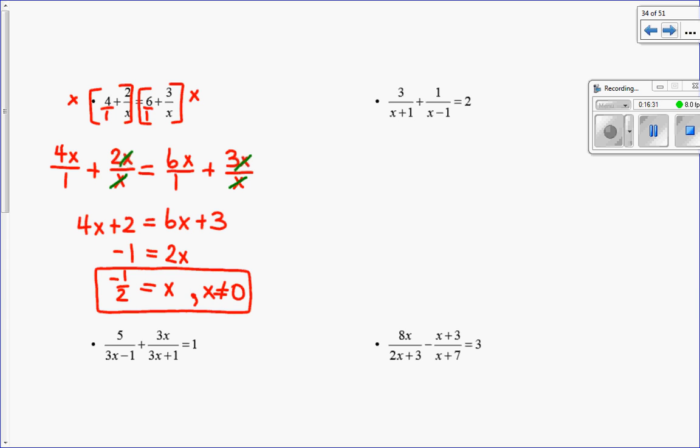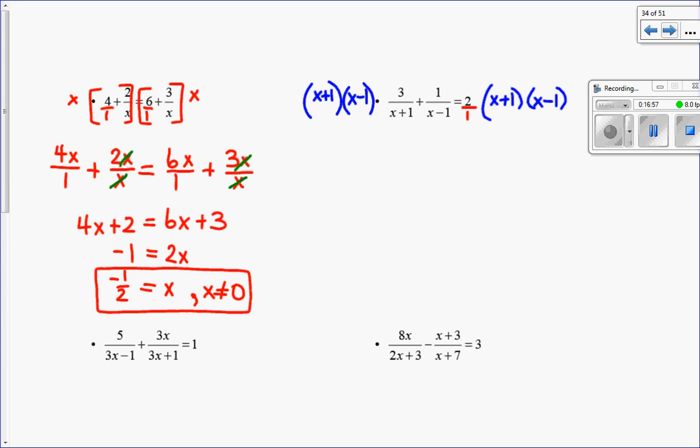Okay, the next example, I've got an x plus 1, an x minus 1, and actually I've got a 1 in the denominator on this side. So my common denominator is going to be x plus 1, x minus 1. So I'm going to multiply both sides by that. So this side I'll multiply by x plus 1 and x minus 1. And this side I'll multiply by x plus 1 and x minus 1.